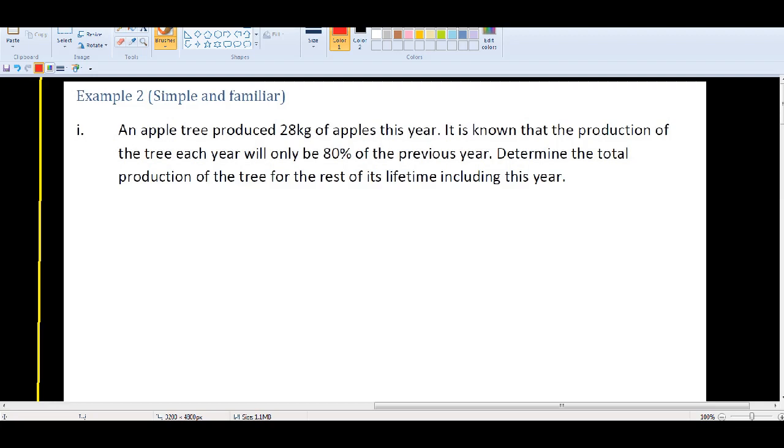Think about whether this is a geometric sequence first. 80% of the previous year. So every time you need to multiply by 80% to get the production for the next year. So for example, if my first year is 28 kilograms, then my second year will be 28 times 0.8 kilograms, and my third year would be 0.8 times another 0.8. Let's write this one.